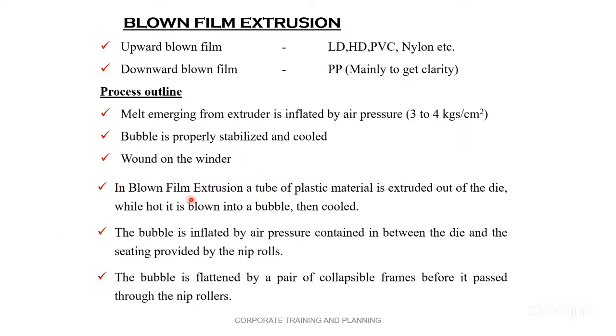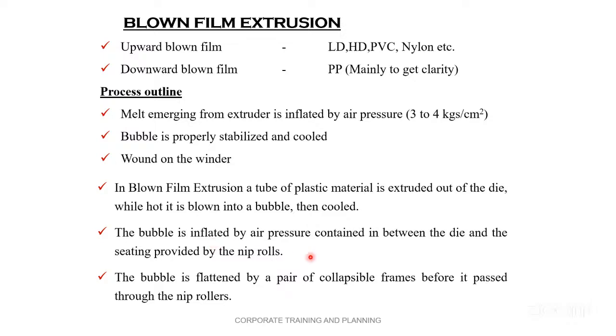In blown film extrusion, a tube of plastic material is extruded out of the die. Right? Just like a pipe, a tube is coming outside the die. But across the die, I told you, the material flows at a 90 degree angle. The die here is a round one, right? Having an air ring. Therefore, friend, while it is blown into a bubble, then it is cooled. Then when it is again in bubble form, it is cooled. The bubble is inflated by air pressure.